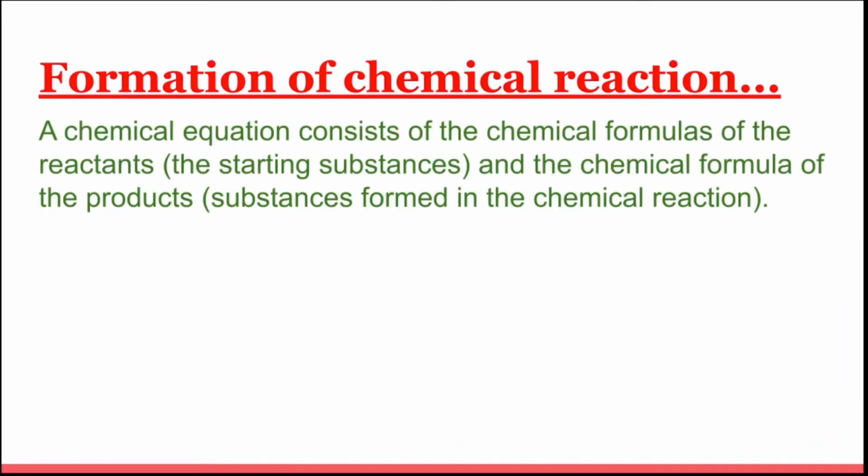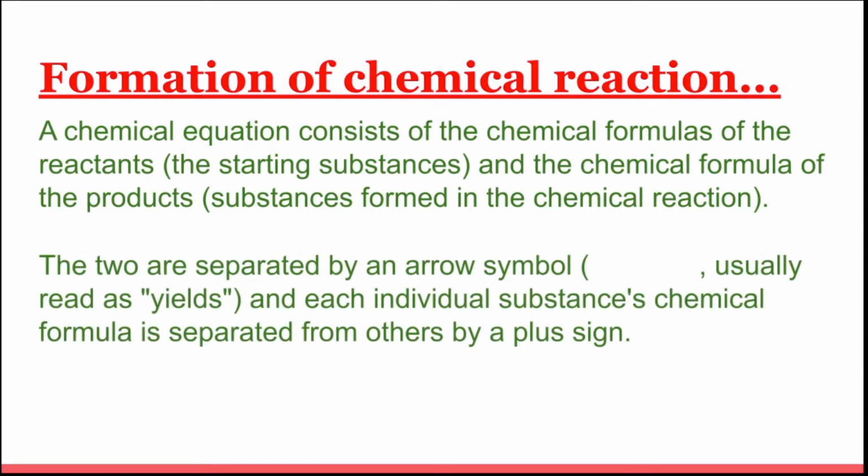A chemical equation consists of the chemical formulas of the reactants, that is the starting substances, and the chemical formulas of the products, that is the substances formed in the chemical reaction. The reactants and products are separated by an arrow symbol, usually read as yields, or you can also say gives, and each individual substance's chemical formula is separated from others by a plus sign.